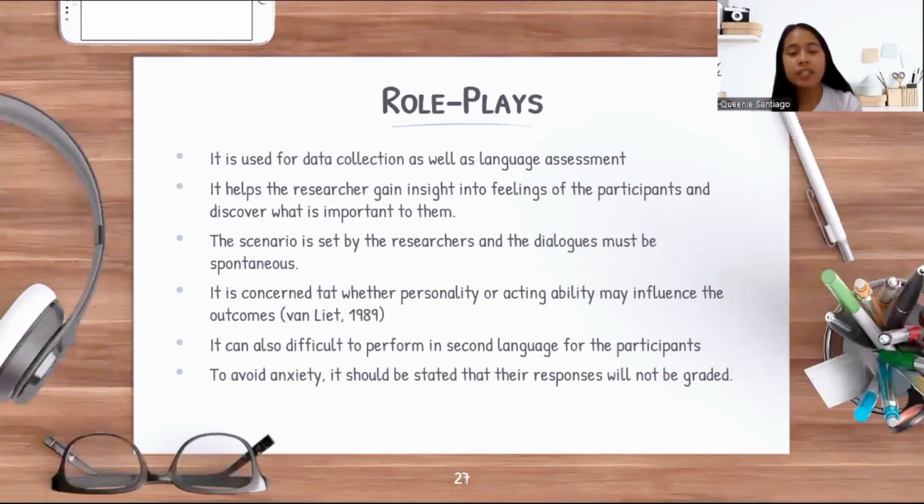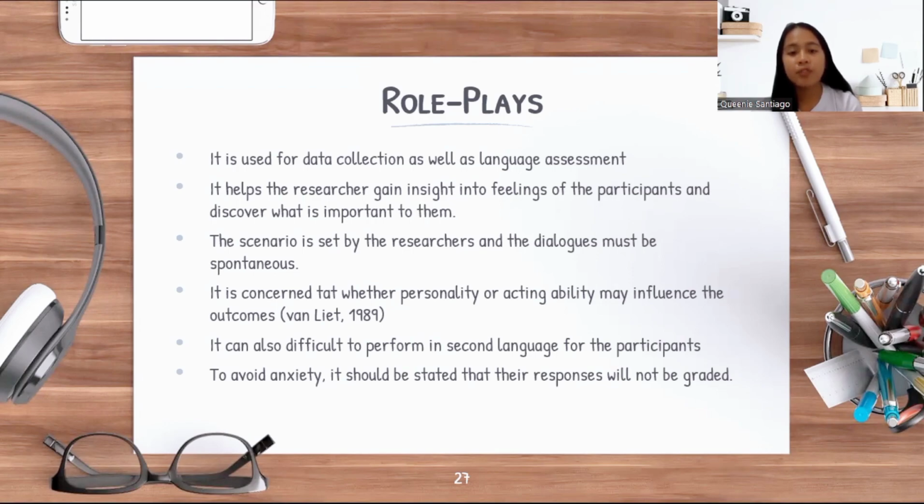Role plays. It is used for data collection as well as language assessment. It helps the researcher gain insight into the feelings of the participants and discover what is important to them. The scenario is set by the researchers and the dialogue must be spontaneous. It is considered that personality or acting ability may influence the outcome (Van Lier, 1989).